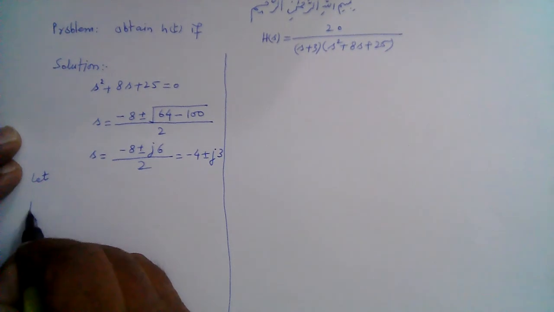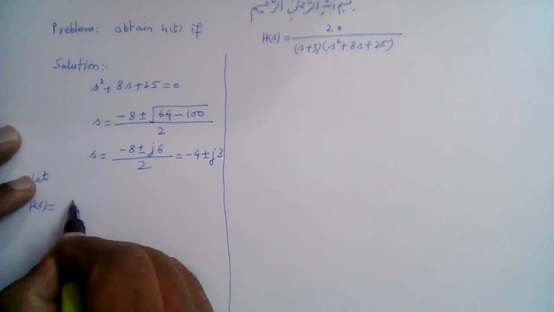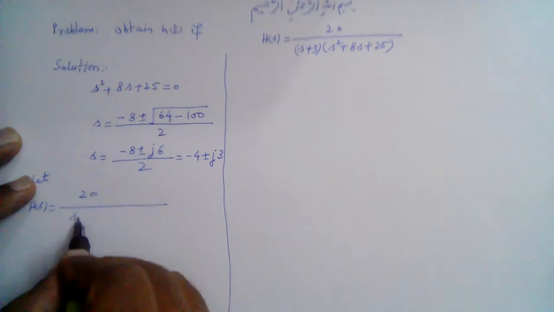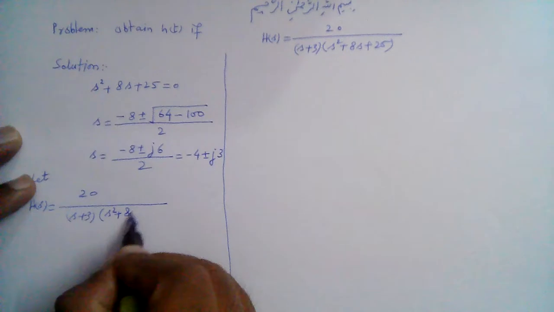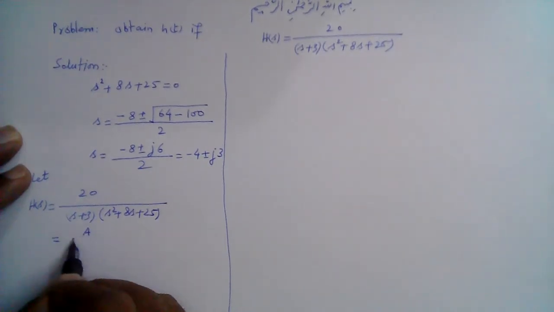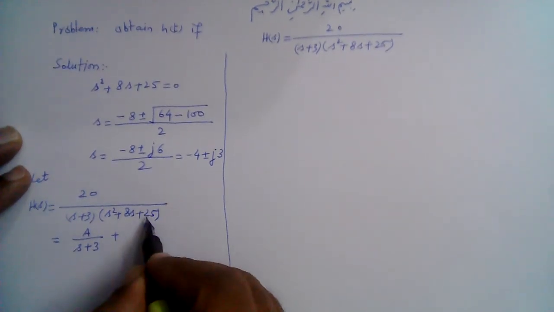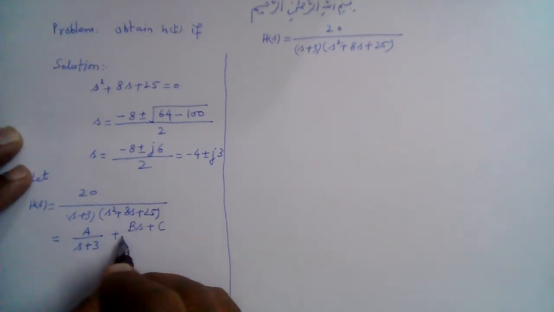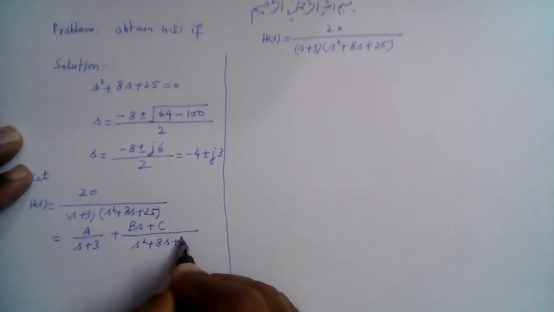So h of s is equal to 20 over (s plus 3)(s square plus 8s plus 25), and this is equal to, we assume, A over s plus 3 plus, because this is the quadratic term with complex poles, we write it like this, (Bs plus C) divided by s square plus 8s plus 25.